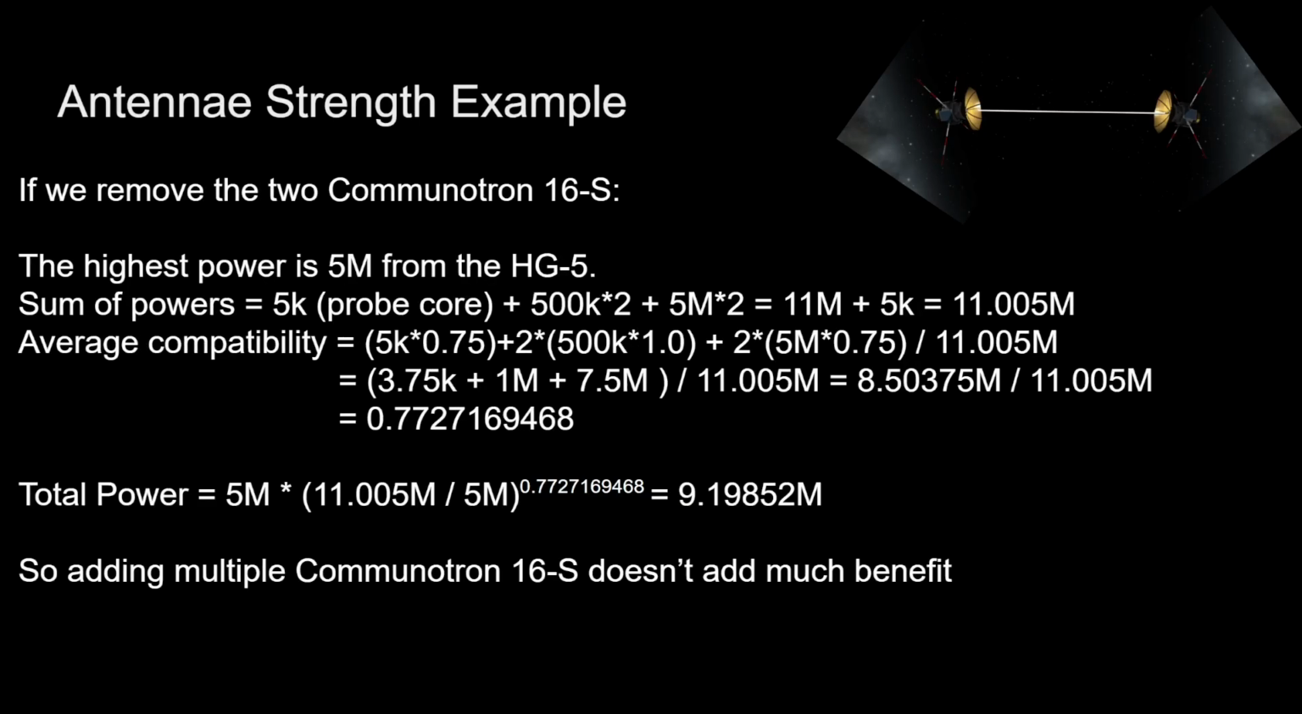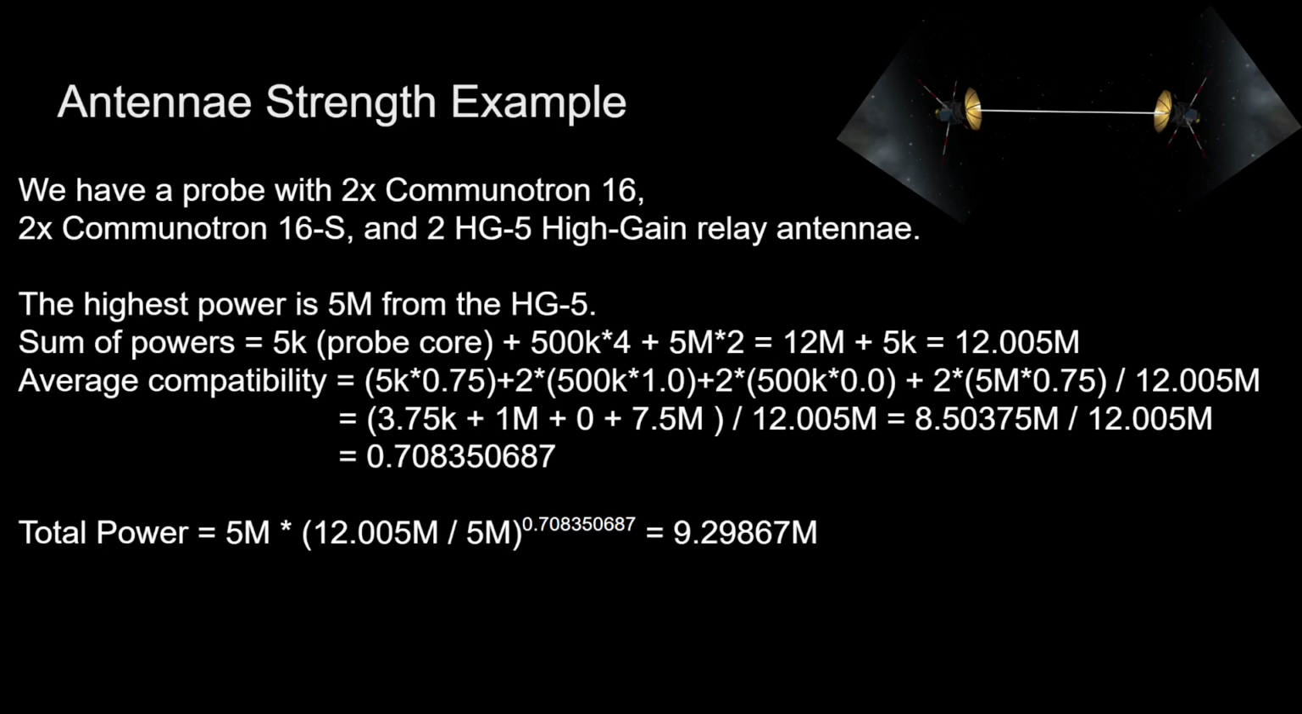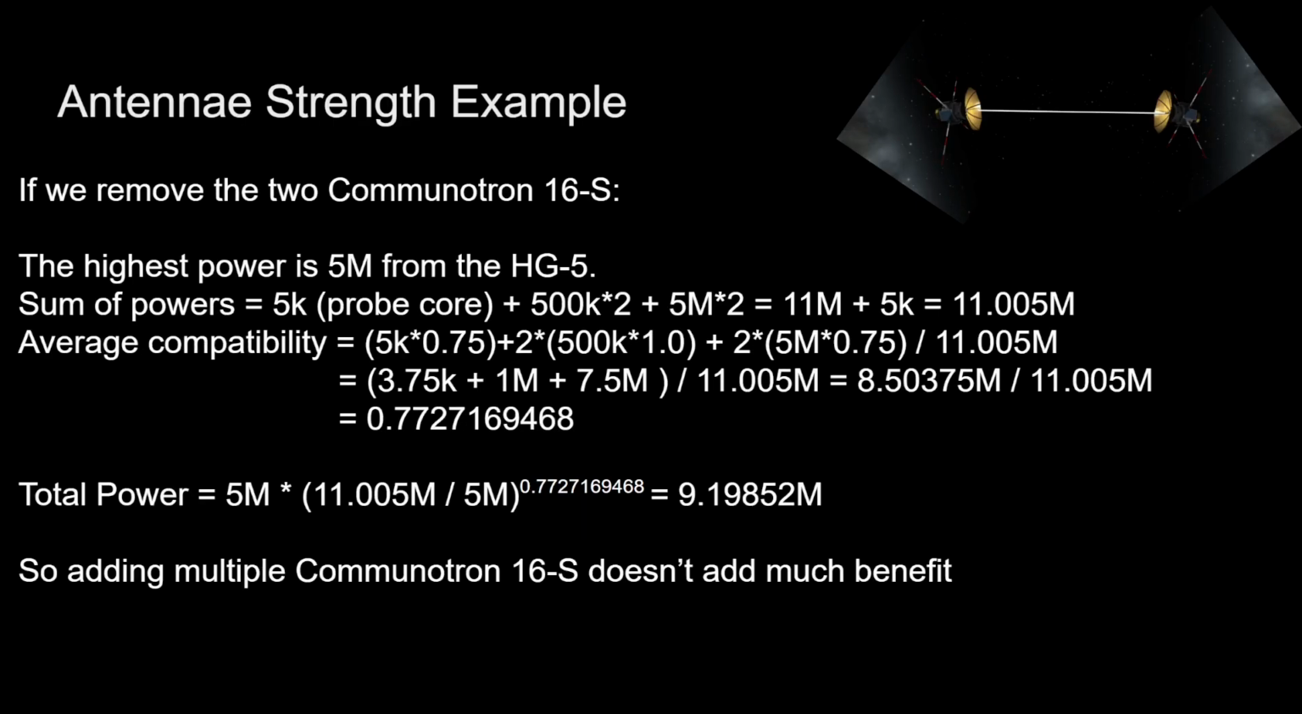If, however, we remove the surface Communitrons, you see it is a bit less. It's about 0.1 M less. Go between the two. It won't impact much. Adding multiple doesn't add much benefit because you're decreasing the average compatibility. And if you don't have a larger antenna, then they're going to be decreasing that average compatibility a lot more.